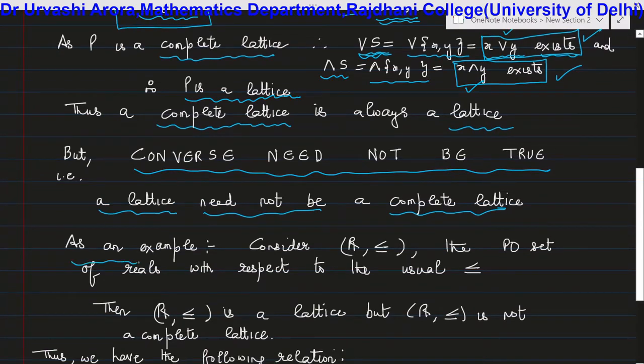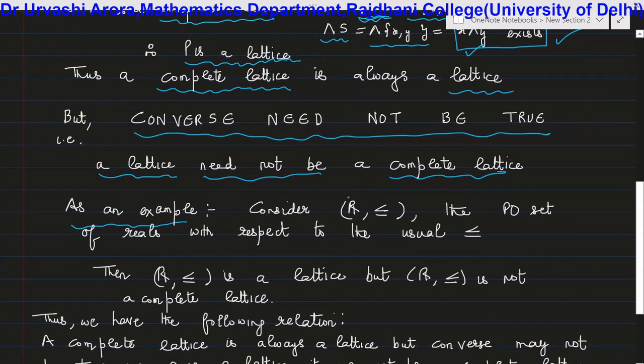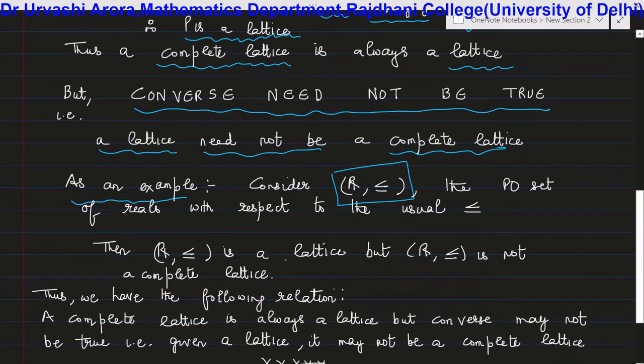So let me give you an example of a lattice which fails to be a complete lattice. If you take the set of real numbers with respect to the usual less than or equal to relation, the usual sense in which we understand less than or equal to, then we can note that this is already a poset. This has been discussed in my earlier videos on posets. So this poset is a lattice.